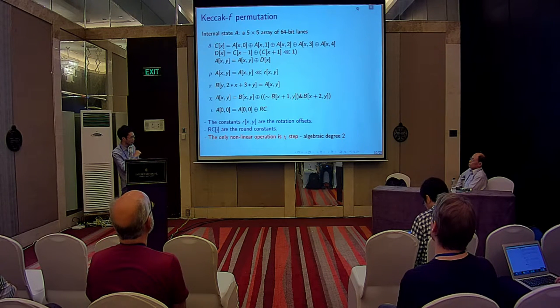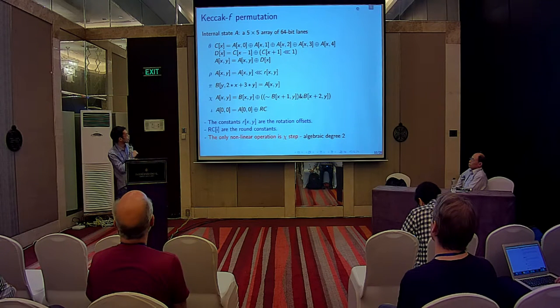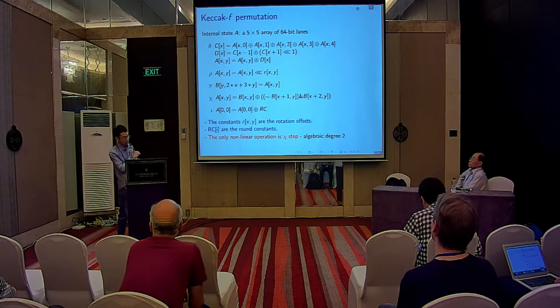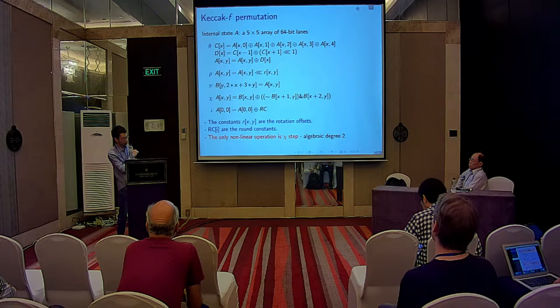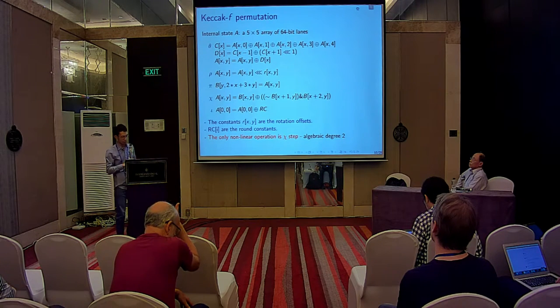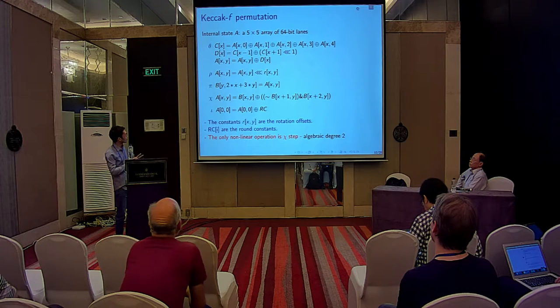If we impose C equals 0 or a constant, then D will equal 0 or a constant. Then A, after the first step, after the step theta, A, X, Y, we cross the A, X, Y, or past a constant. Then in this case, after the three steps, including rho, pi, as I'm showing, the last is just a shift of the word, and the pi is just a partition of the word.